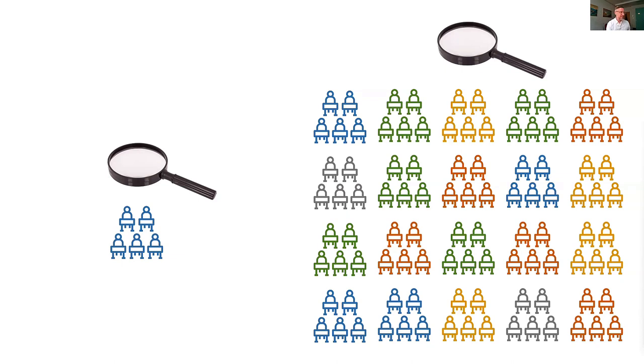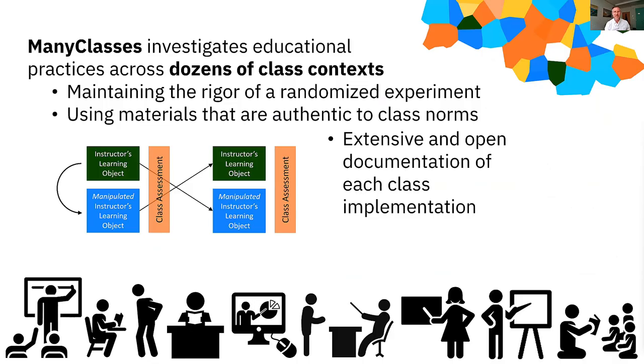So let me tell you about ManyClasses. ManyClasses investigates an educational practice, a possible causal effect, across dozens of class contexts in a way that maintains the rigor of a randomized experiment. As I said before, I care a lot about experimentation being the right method for demonstrating what improves what else. And it also does it in a way that uses materials that are authentic to class norms. We don't use synthetic stuff. We don't take students out of their classes and put them into weird things. We don't inject our own materials into the class. We actually want to be observing what would be expected across a diverse sample outside the scope of the study.